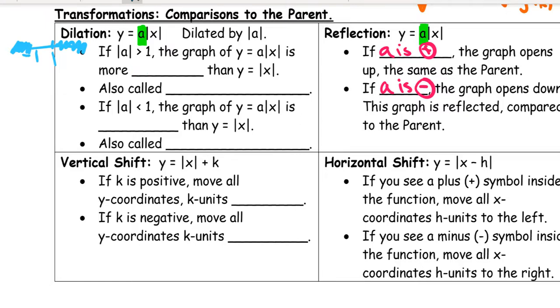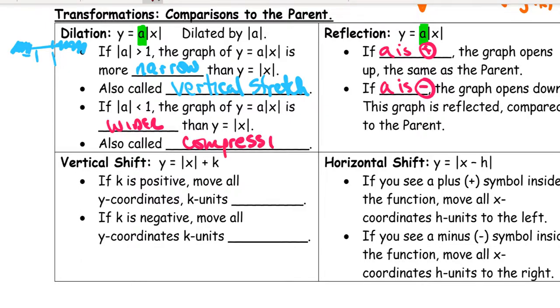So it's going to be more narrow, N-A-R-R-O-W, and it's also called a vertical stretch. Think about that like you waking up in the morning. So a vertical stretch. Comparatively, if the absolute value of A is less than 1, everything gets a little bit wider. So we will have wider right here, and that's also known as a vertical compression. Sometimes you don't have to say the word vertical. You can just say compression.